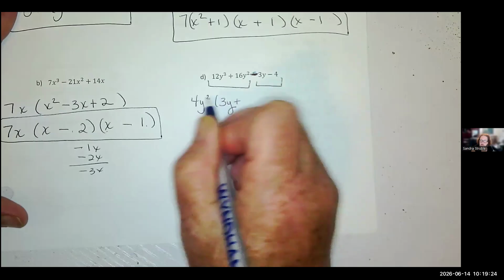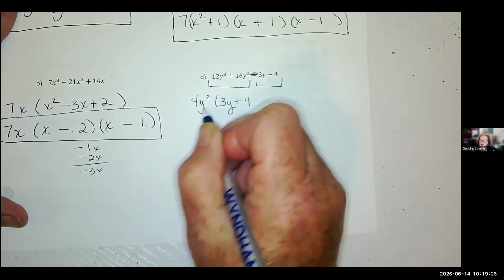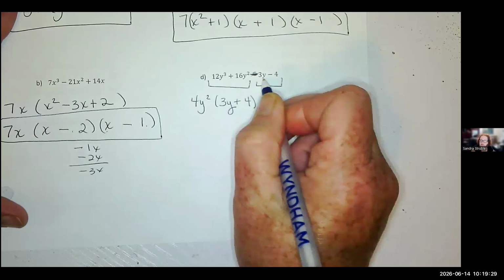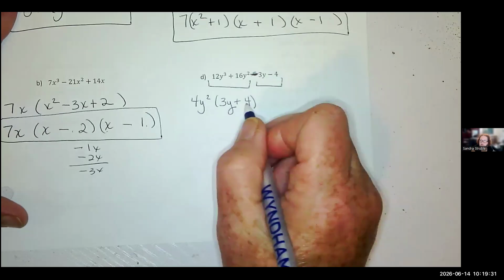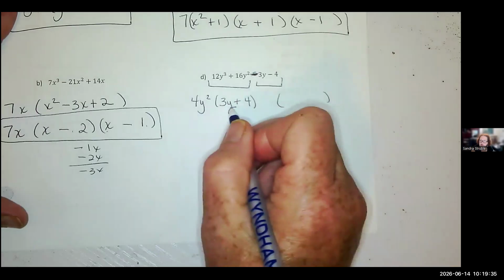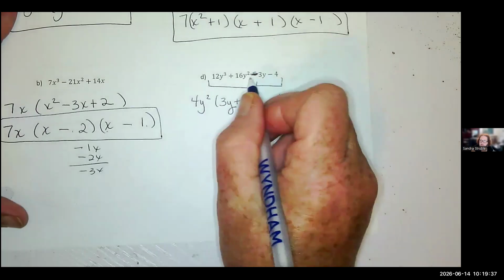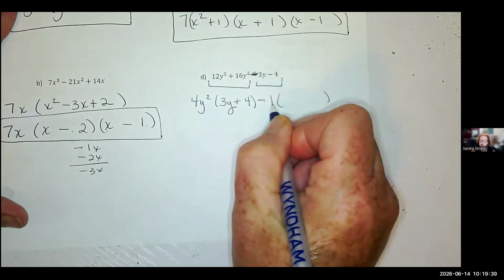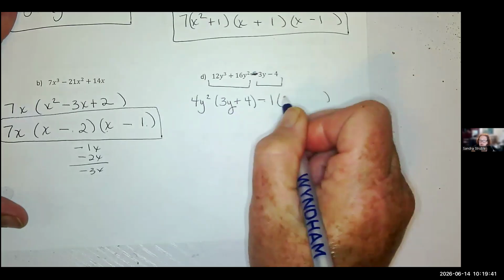Looking at the next 2 terms, we want to have the same binomial as we have over here. So to have that, because these are both negative, I need to factor out a negative 1 from this binomial, and that will leave me with 3y plus 4. You can check it by distributing that negative.